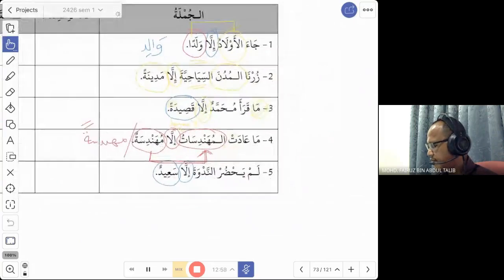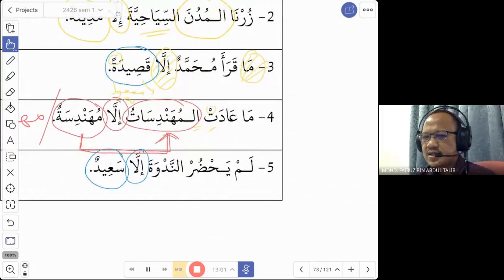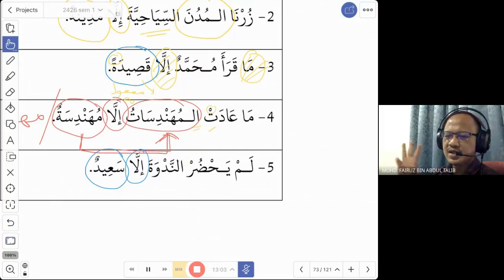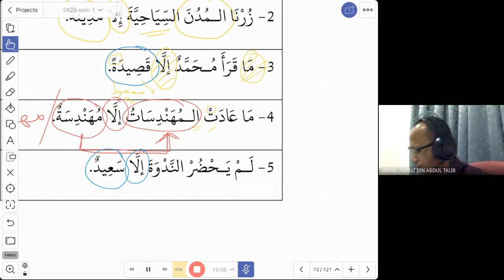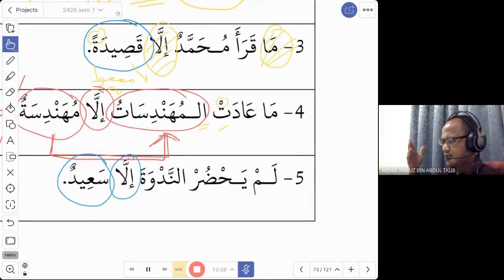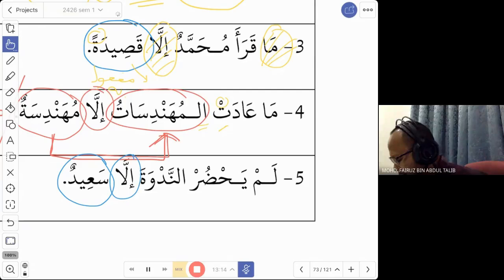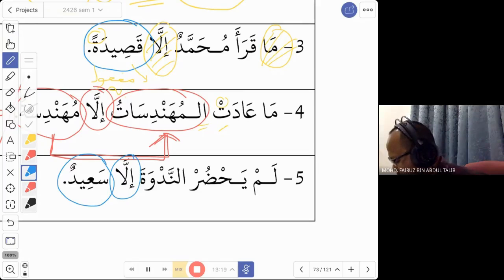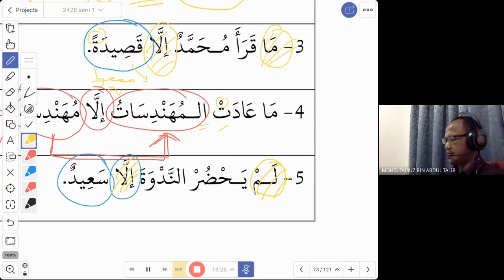Now you only have illa and mustasna. So this is where you have to use the third hukum. And what is the third hukum again? Depends on the location of the word. Depends on the position. Okay, the hukum depends on the position. So how do you know the position of the words? Remove the word lam and the word illa. So now we have this jumlah yahdur an-nadwata sa'idun.